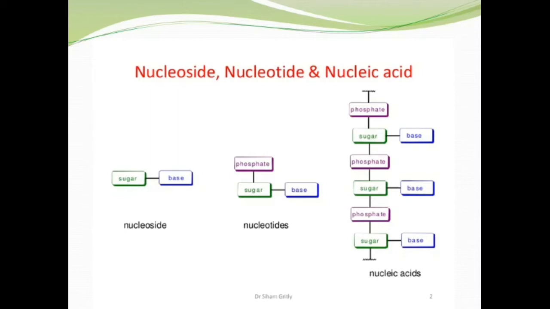Moving on to nucleic acid, you can see there is a chain consisting of phosphate, sugar, base, and again phosphate, sugar, base, and this makes long linear chains. So nucleoside, nucleotide, and nucleic acid. I hope this is clear.